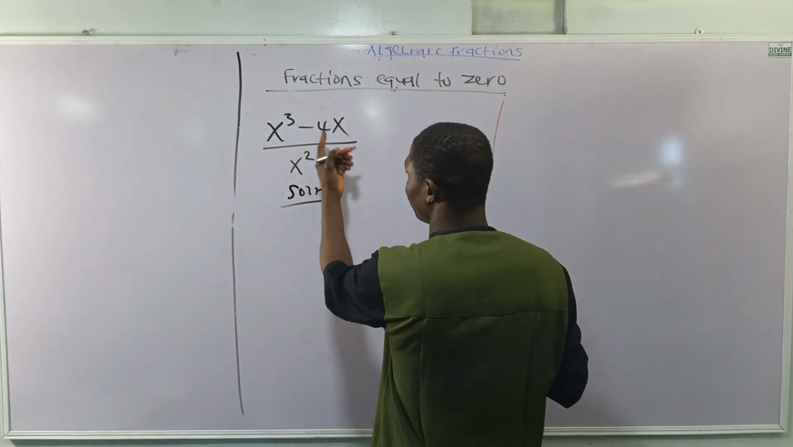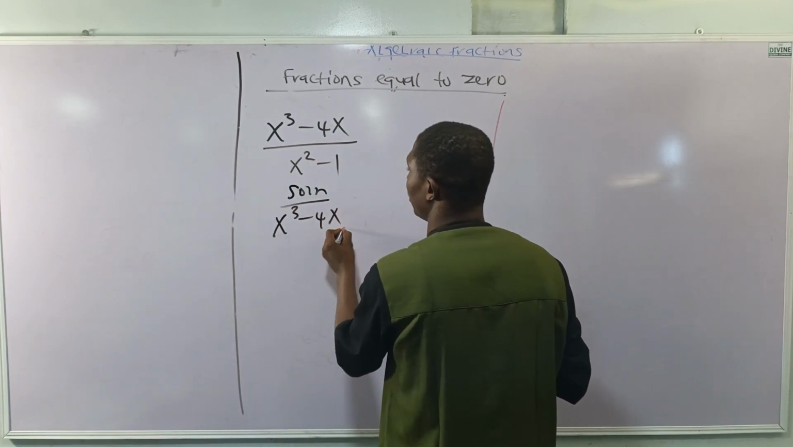For this fraction to be equal to 0, we simply have the entire fraction equivalent to 0.